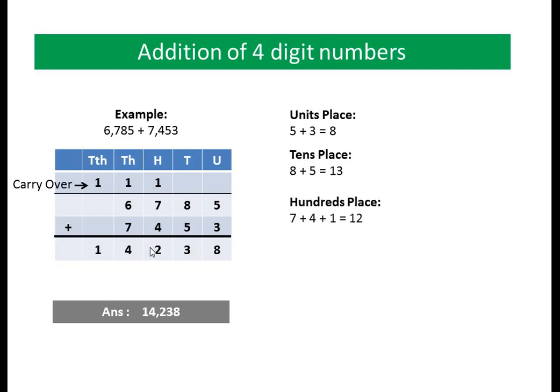Then add digits in hundreds place. 7 plus 4 is equal to 11 plus 1 which was carried over from tens place. That is 11 plus 1 is equal to 12. So we write 2 in hundreds place and carry 1 to thousands place. Then addition of thousands place. 6 plus 7 plus carried over 1 is equal to 14. Write 4 in thousands place and carry 1 to 10,000s place.